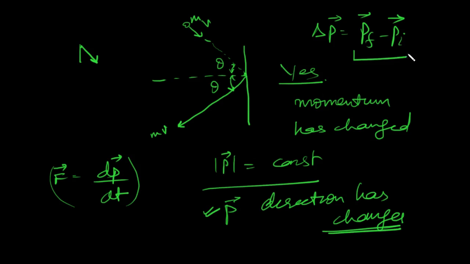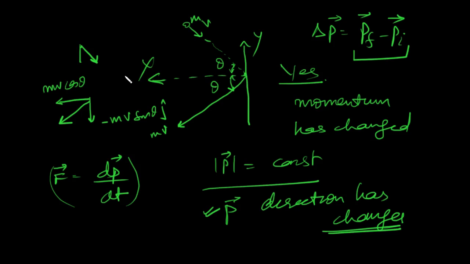So what will be pf? We resolve the pf into two components. You see the final direction of the particle is like this, so we can resolve it. Consider this as the x-axis and this as the y-axis. So this will be mv cos theta i and this will be minus mv sin theta j. I have considered the left side as the x-axis, so this will be positive. Don't confuse it. This is the final momentum. So final momentum Pf would be equal to mv cos theta i minus mv sin theta j.